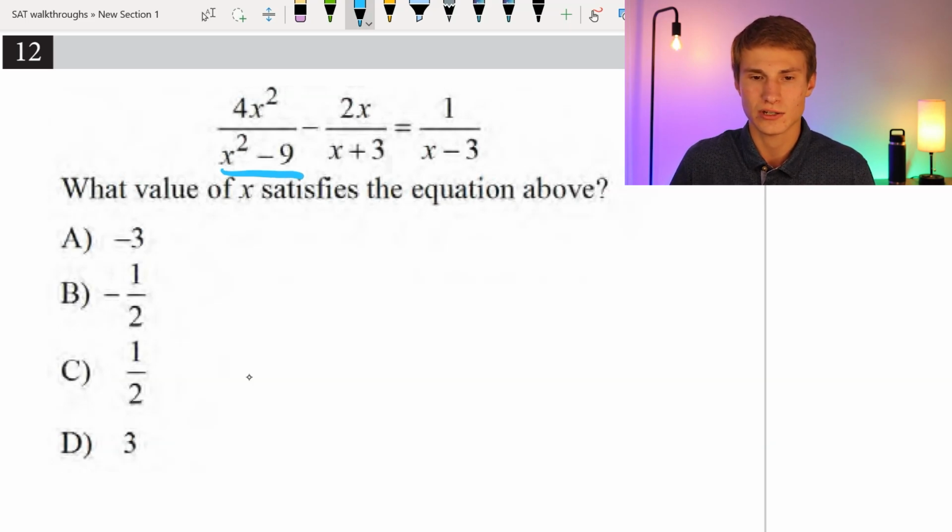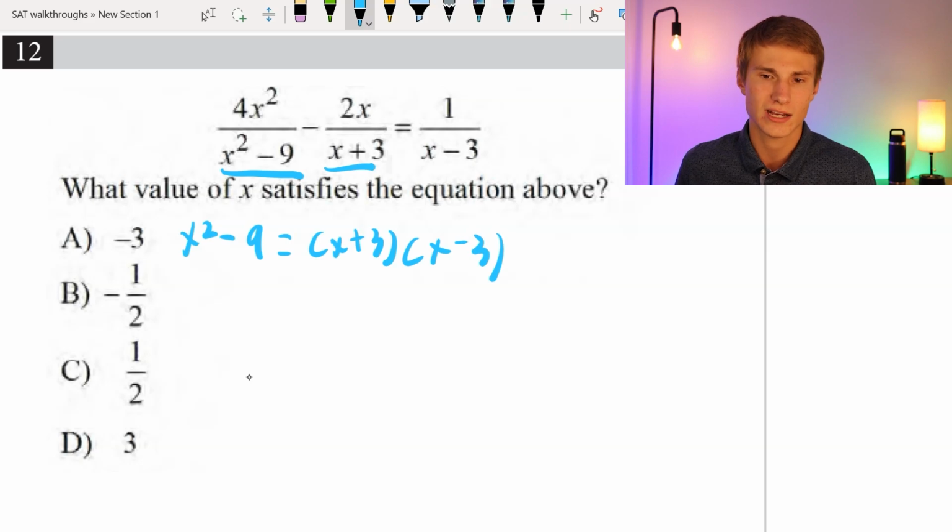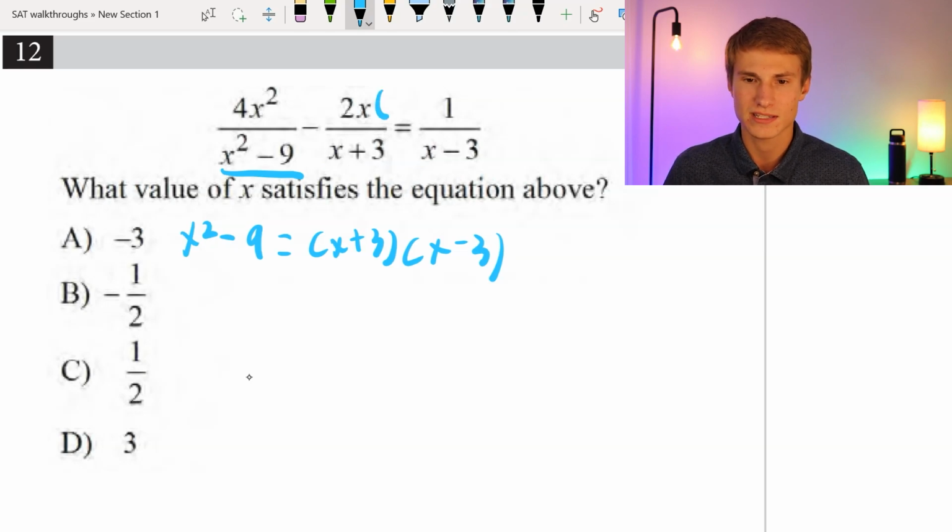We know that x squared minus 9 will equal x plus 3 times x minus 3. An indicator that that's what you're looking for is because you have x plus 3 and x minus 3 in your other two denominators. Always look for that. Now that we know that, we're going to multiply this 2x by what it's missing in its denominator, which is x minus 3 over x minus 3.